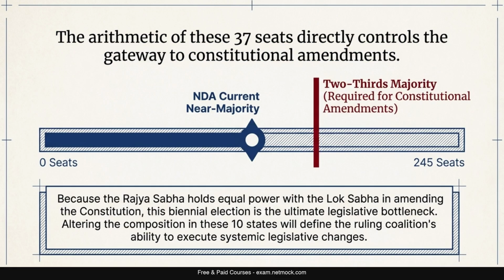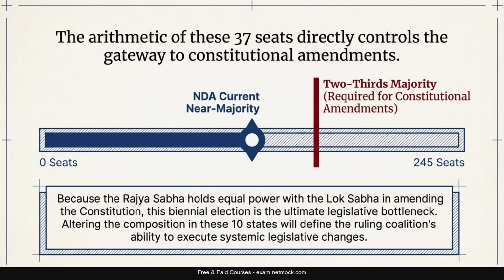The arithmetic of these 37 seats directly controls the gateway to constitutional amendments. The NDA currently holds a near majority, but the 2/3 majority required for constitutional amendments remains the crucial threshold.